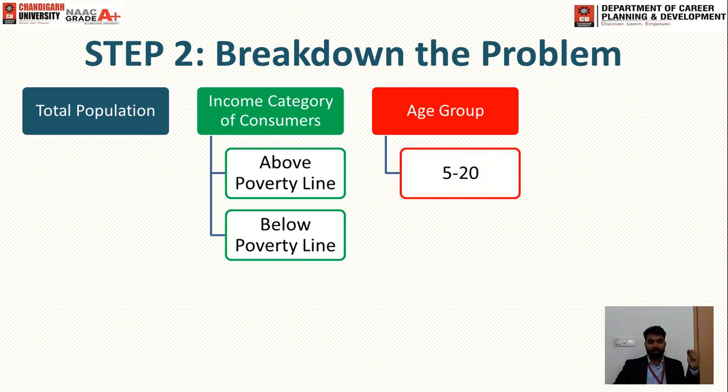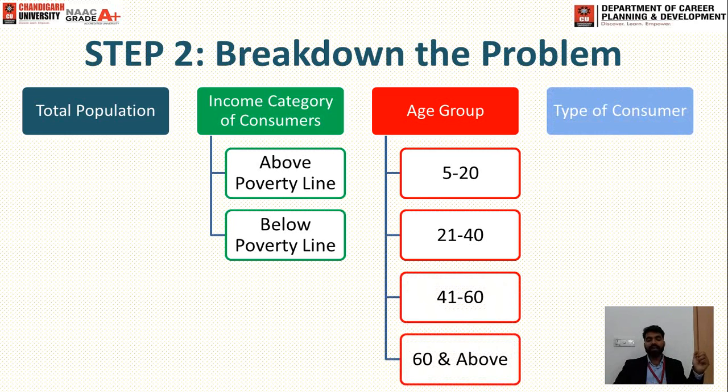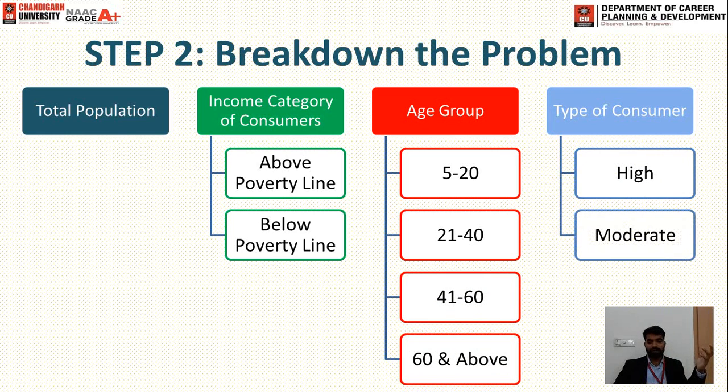these soft drinks. Okay, now 5 to 20, then we have 21 to 40, and then we have 41 to 60. So I have 3 age groups, and 60 and above, 4 age groups. Okay, type of consumers, different types of consumer I can have, for example, high, moderate and low. So actually now I have 4 variables, and in those 4 variables, I have some sub variables. For example, above poverty line, below poverty line, then I have divided the population into different age groups, 5 to 20, 21 to 40, 41 to 60 and 60 and above, and type of consumer. I have high, moderate, low.